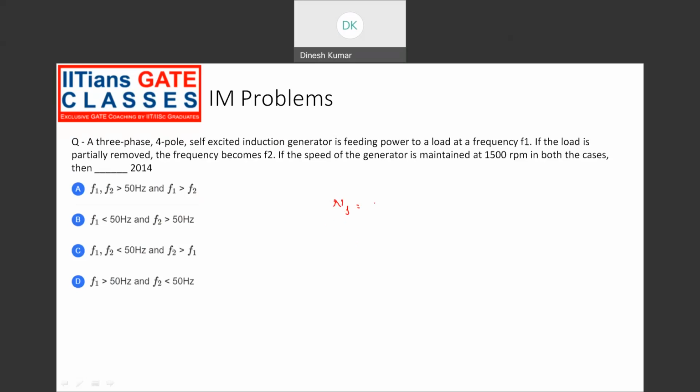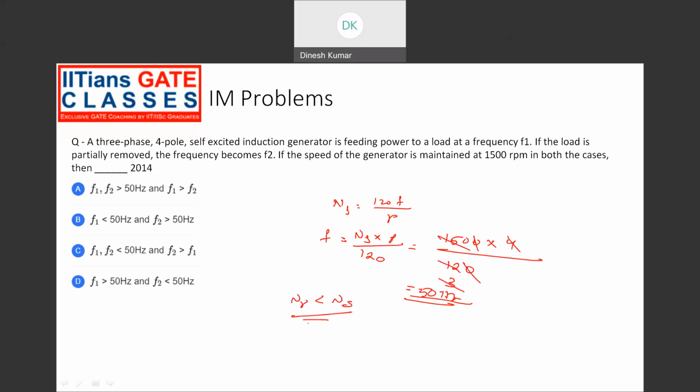We know that Ns equals 120 f by P, right? So you can calculate f equals Ns into P by 120. Let's say N is 1500 RPM, P is 4 poles, and we have 120. So it is 50 Hz. The speed of the generator is to be maintained at 1500 RPM. Generally, for a synchronous machine, Nr is less than Ns, sorry, for an induction motor. For a generator, generally Nr will be greater than Ns, for a four pole machine, using 1500 RPM.